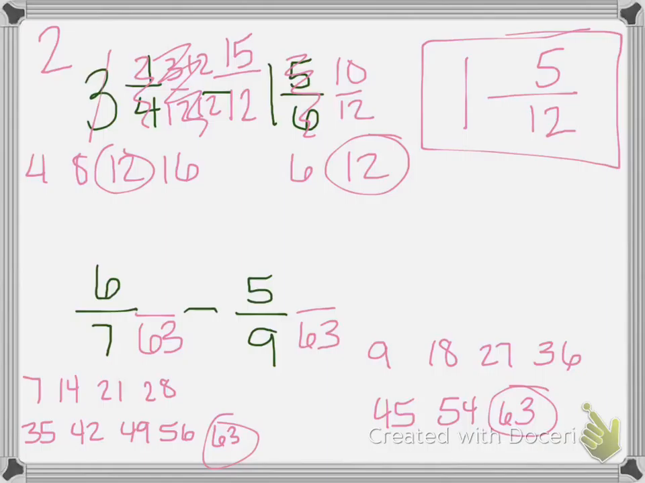7 times 9 is 63. 6 times 9 is 54. 9 times 7 is 63. 5 times 7 is 35. So now we have 54/63 minus 35/63. So that would be 19 over 63.